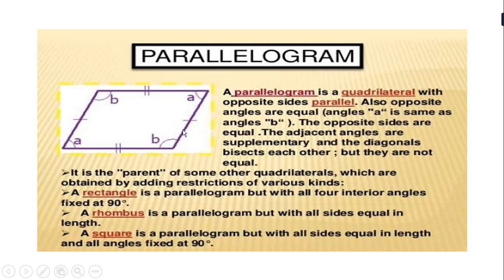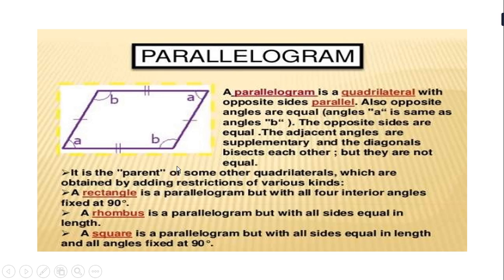They bisect each other. It is a parent of some other quadrilaterals which are obtained by adding restrictions of various kinds. It is a parent of rectangle, rhombus and square. So that is the basic information related to the parallelogram. Again, a parallelogram is a quadrilateral with opposite sides equal. So here two lines are there and here it is a single line.